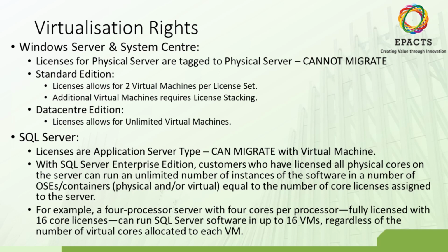Now, if I want to create additional virtual machines, because the box that I bought is a very high powered box, it's got quite an amount of RAM, so I can actually install more than 2 virtual machines. If I want to license those additional virtual machines, I need to relicense all my physical cores again. We call that license stacking.